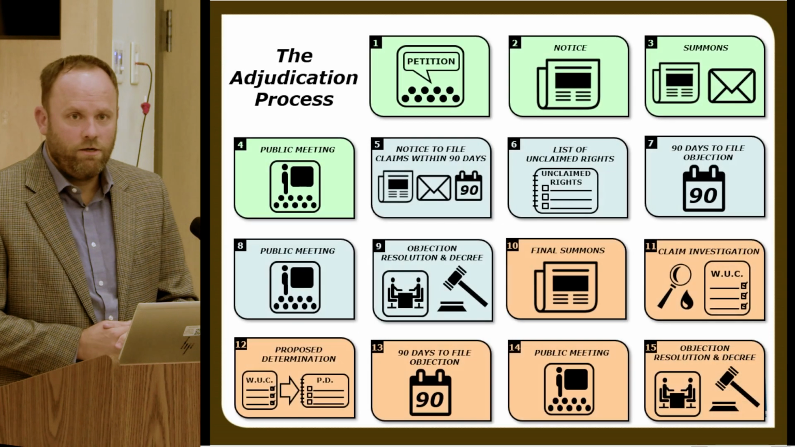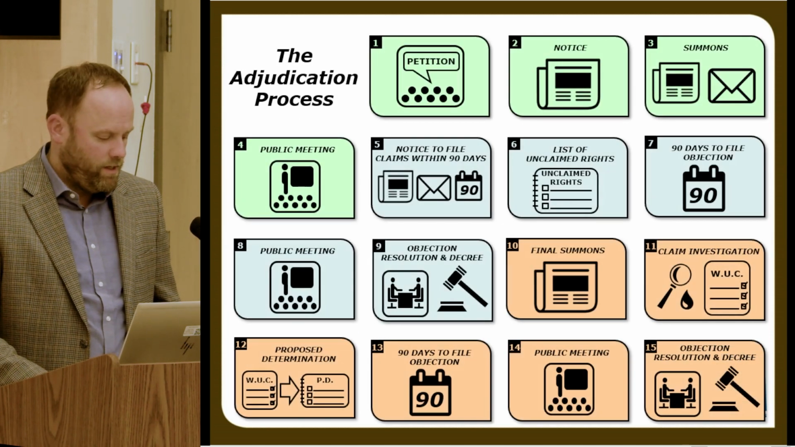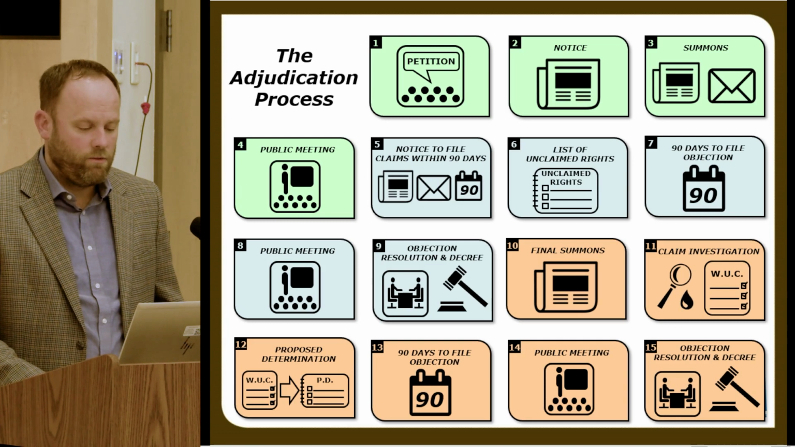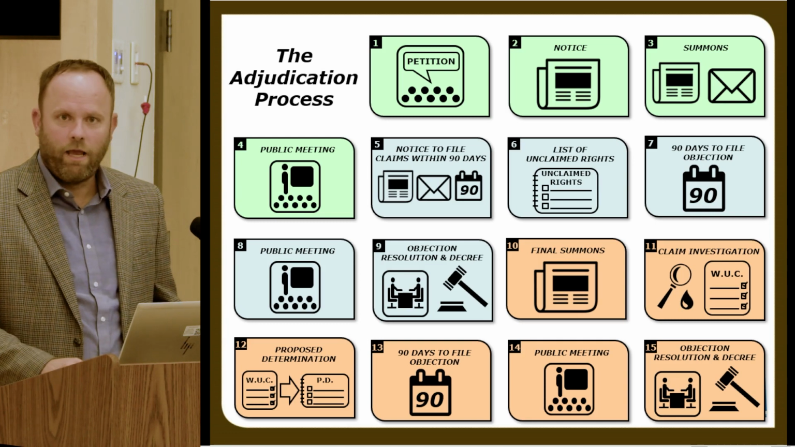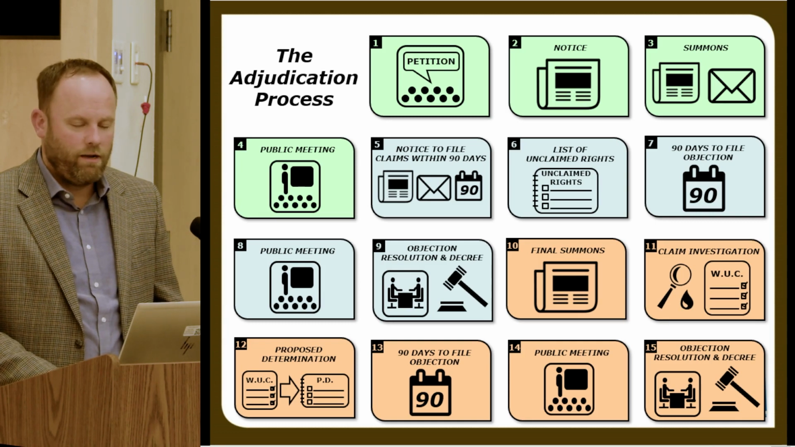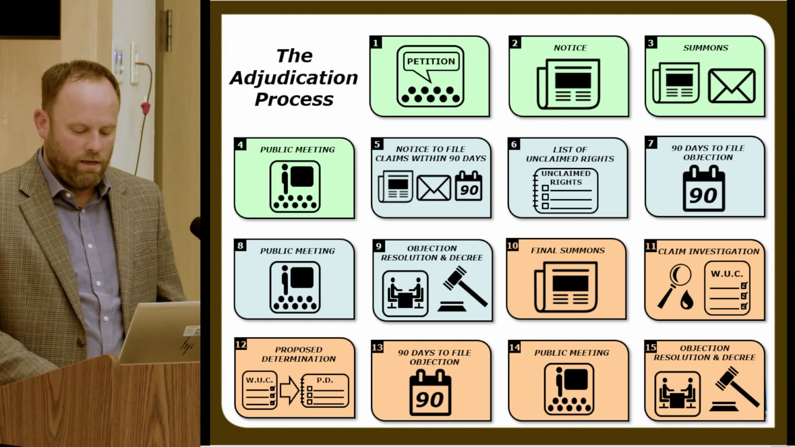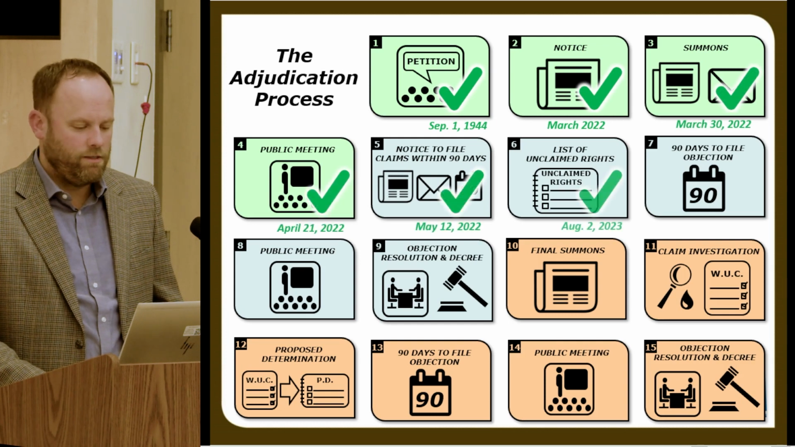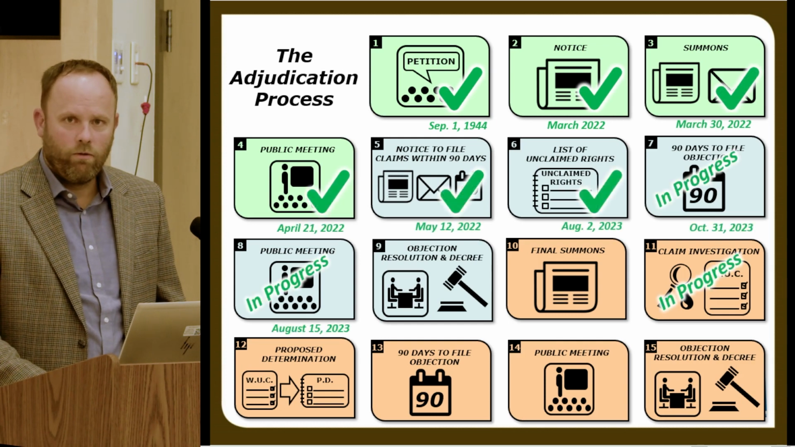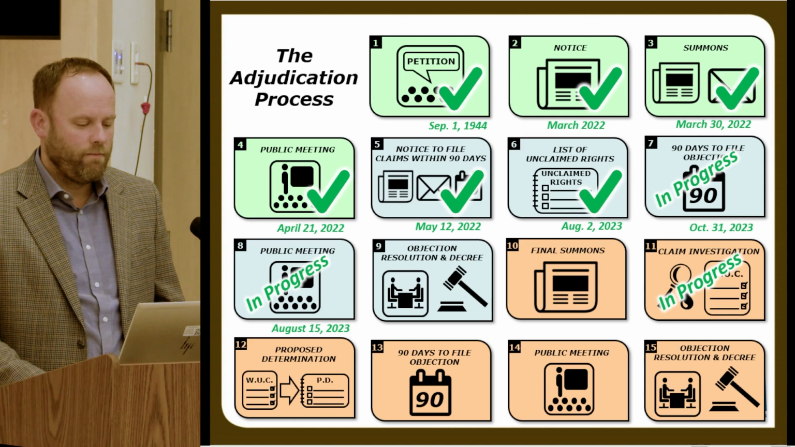Okay, so this is the adjudication process, and we started this a while ago, and it's a very complicated process. So we try and break it down for everyone. You can kind of think of it in three different parts, and let's start completing this and giving dates for what we've already done. You can see we're part of the way through this process at this point.